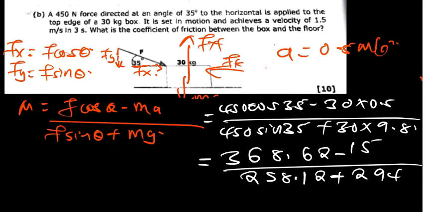On top there, we're going to say we have 368.62 minus 15. So on top there is giving me 353.62. So I divide this with 258.12 plus 294.